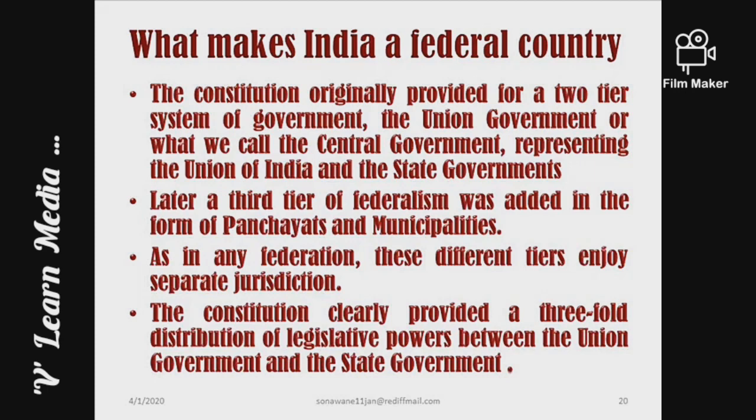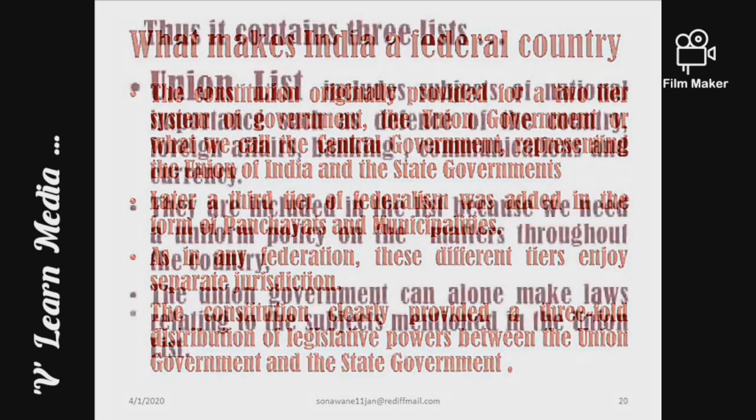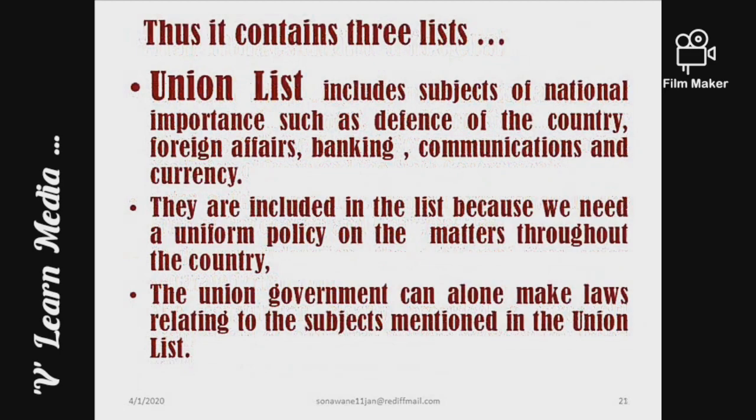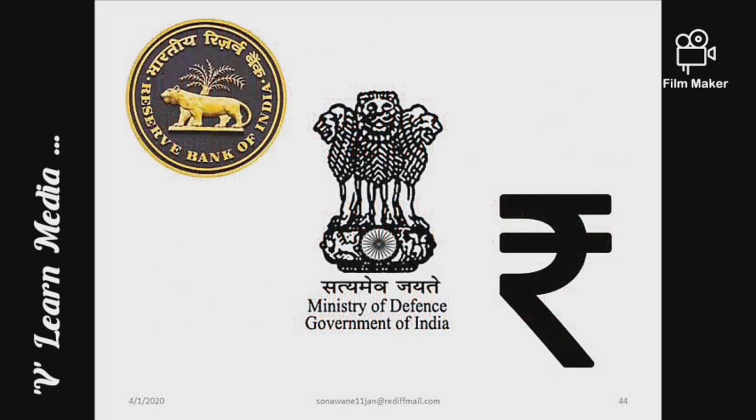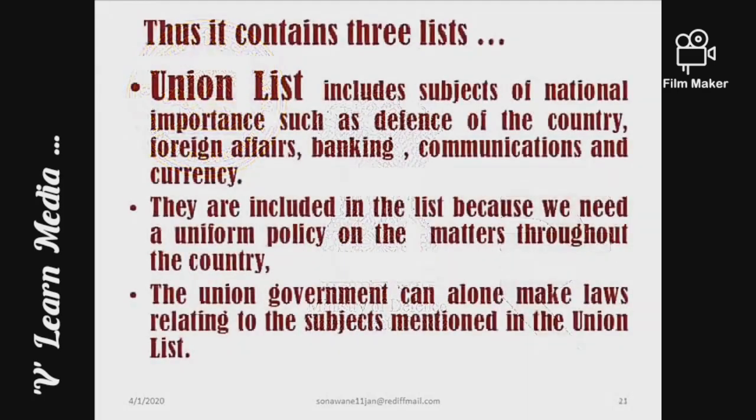The Constitution clearly provided a threefold distribution of legislative powers between the union government and the state government. Thus it contains three lists. The Union List. The Union List includes subjects of national importance such as defense of the country, foreign affairs, banking, communications and currency. They are included in the list because we need a uniform policy on the matters throughout the country. The Union government can alone make laws relating to the subjects mentioned in the Union List.